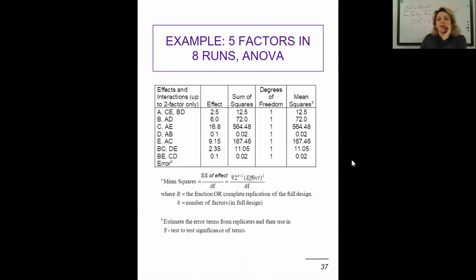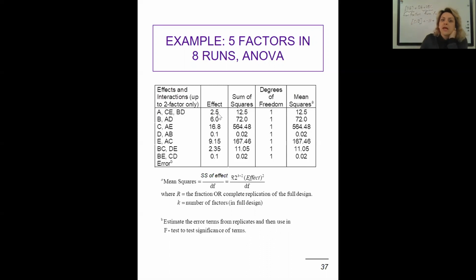Now, let's look at our ANOVA table. Here is the effect and interaction. We keep up to 2 factors only. Most of the time, we remove the 3rd factor and 4th factor interactions. To think about it, a 3rd factor interaction means you want to control 3 factors at the same time. It's not easy in the lab to do that. Because of that, you're going to try to keep the 1st and 2nd interactions. So you just write down the main one and the confounding one.